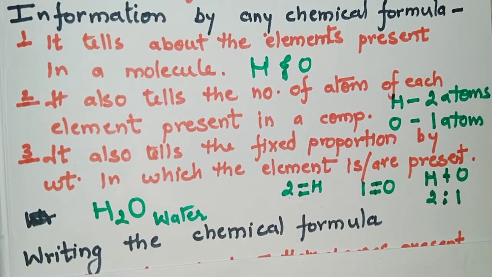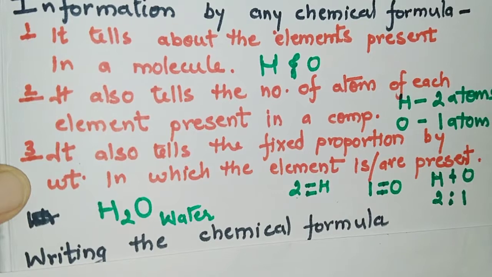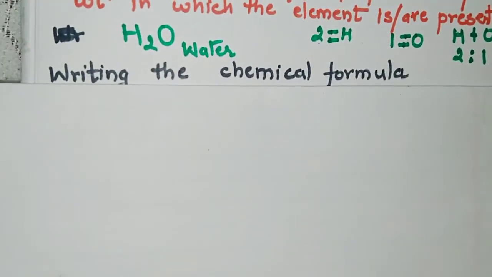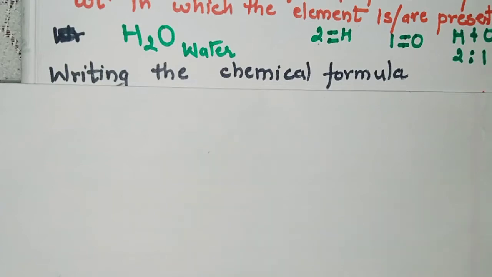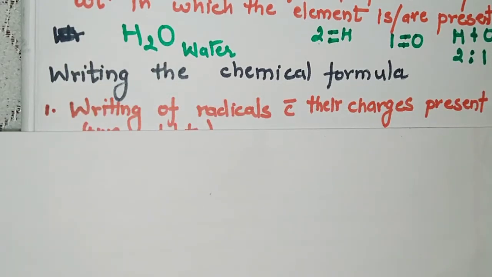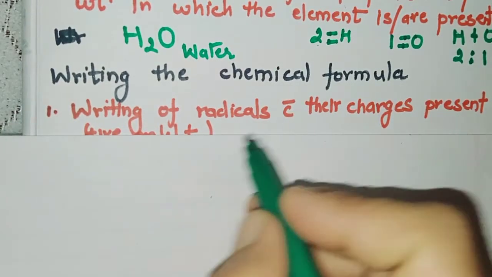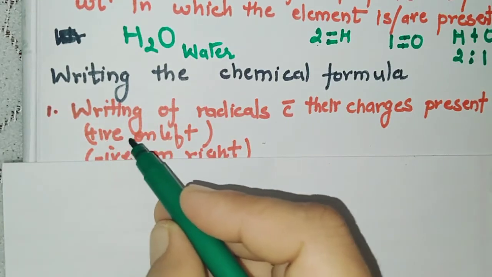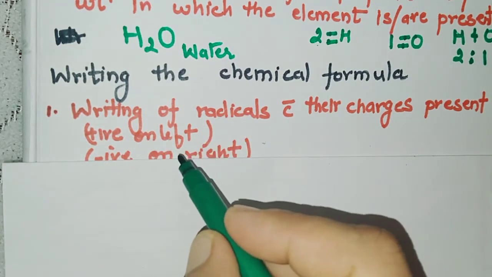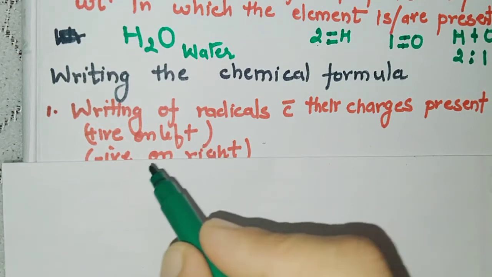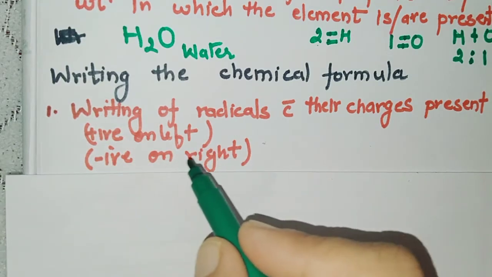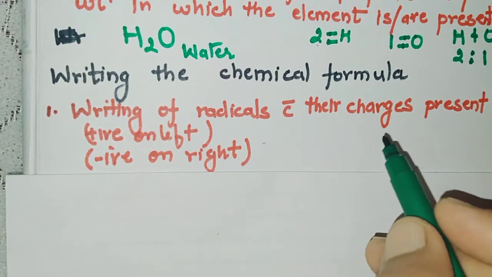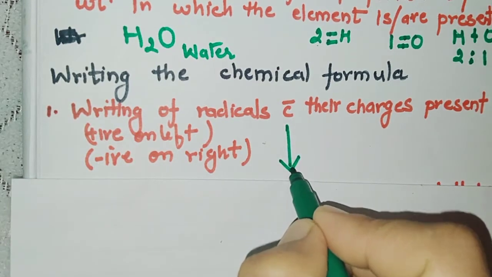Now the question is how to write a chemical formula. For this, I have written some steps in an easy form. First is writing the radicals with their charges present. The positive charge radical is always written on the left side, and the negative charge radical is always written on the right side. This is your first step.